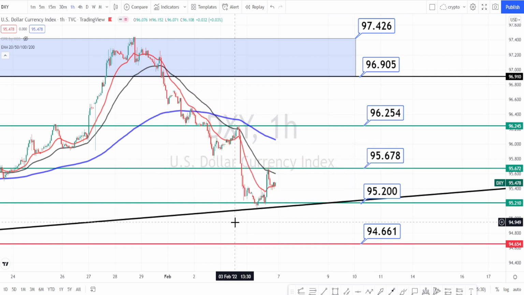Before going forward with the analysis, we'll check the DXY, the dollar index, what is the status, what is the trend in DXY. Then we'll look at the Monday's economic calendar. Then we'll start with the analysis.